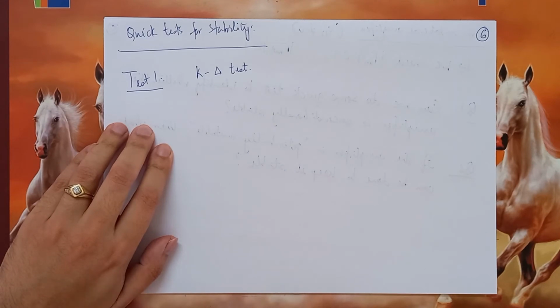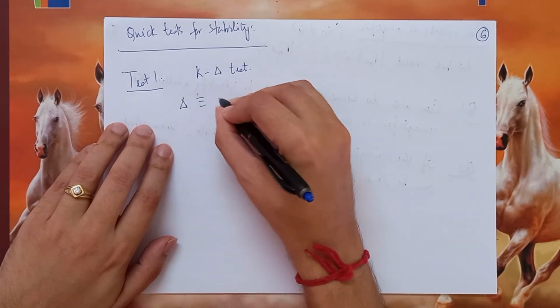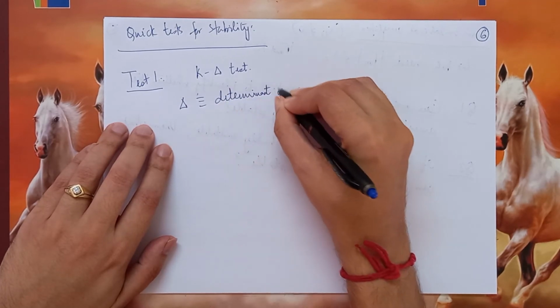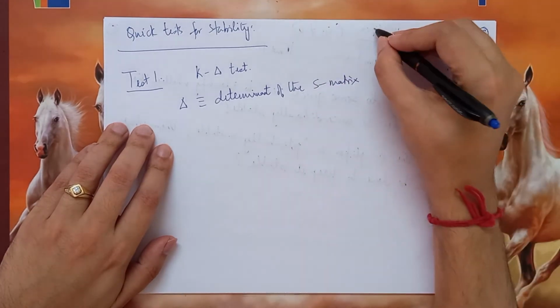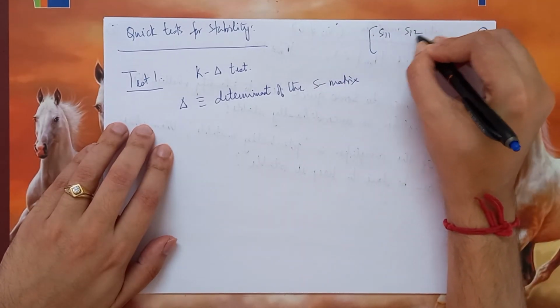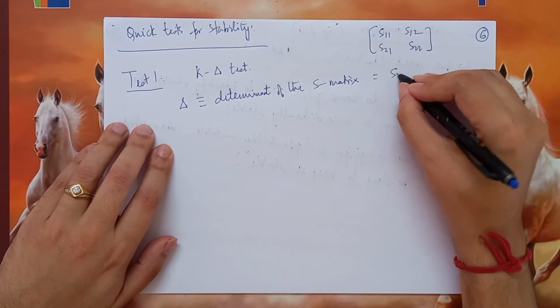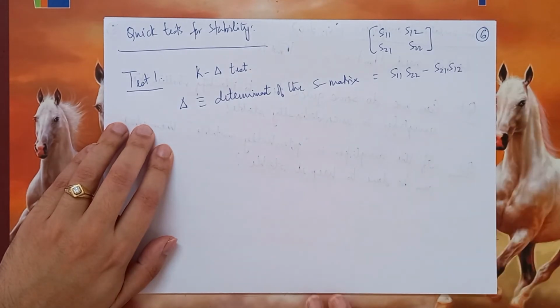Where we define two quantities. The first is the delta. This delta is nothing but the determinant of the S matrix. So if the S matrix is this S11, S12, S21, S22, then the delta is S11 S22 minus S21 S12.